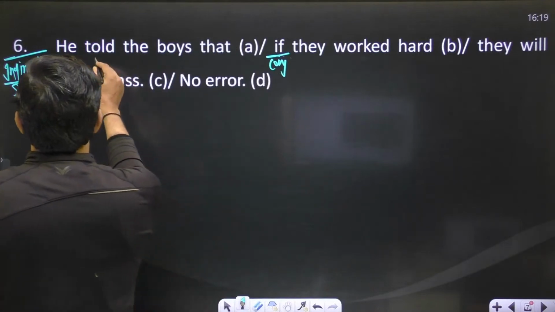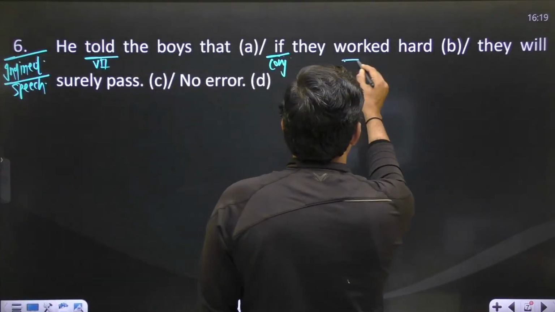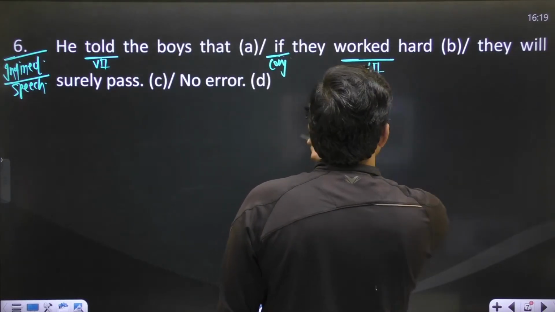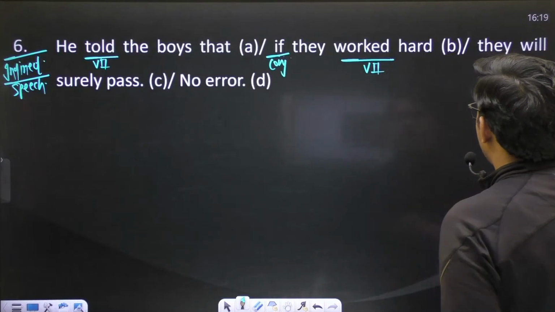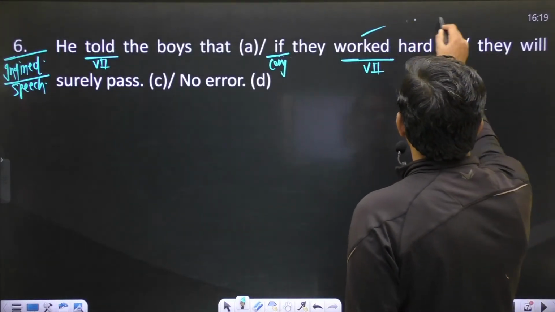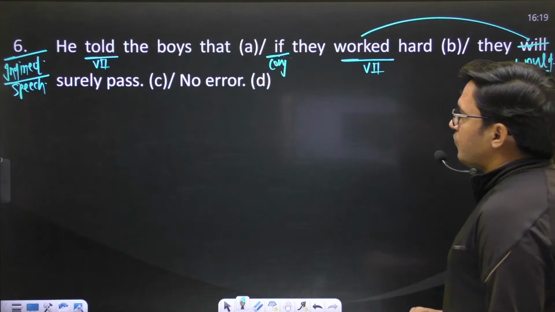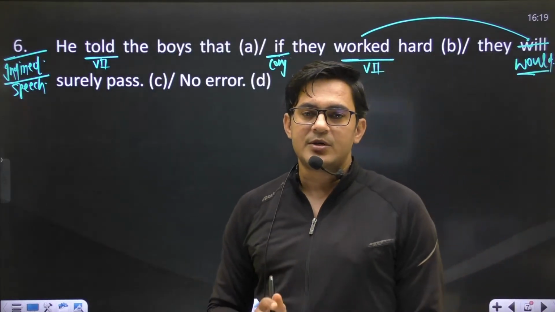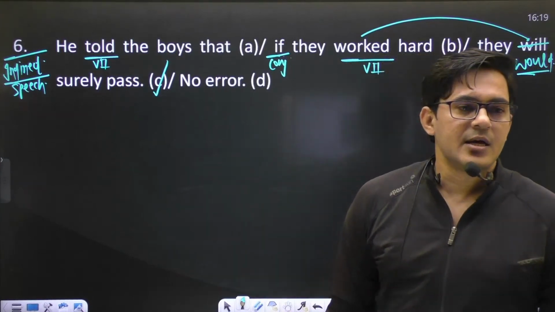And if you just maintain tense, this is past tense. Told, worked, this is also past tense, right? And he told the boys that if they worked hard, so if all the clauses are in past tense, this clause will also be in the past tense. Use would in place of will. In place of will, would will be there, right? So the sentence will be fine now. And you have an error in part C.